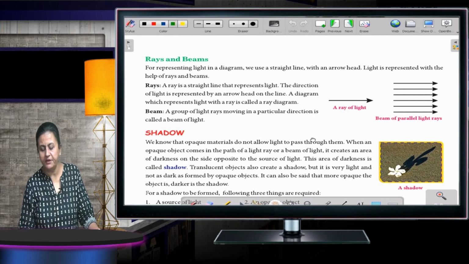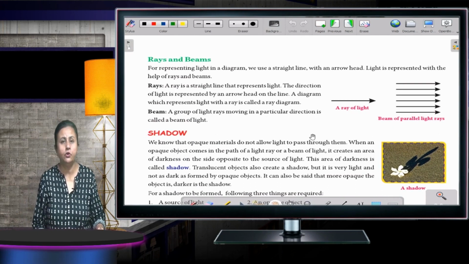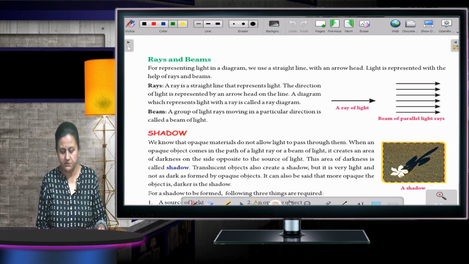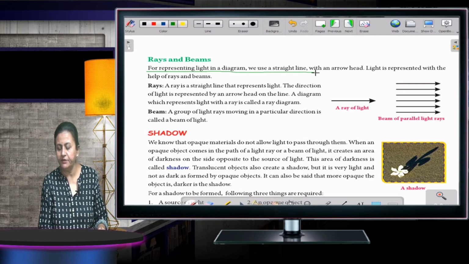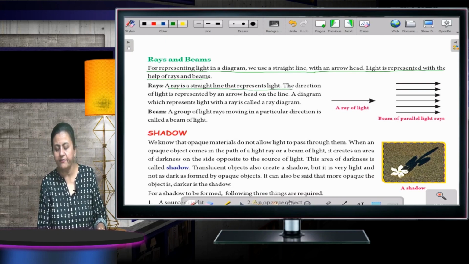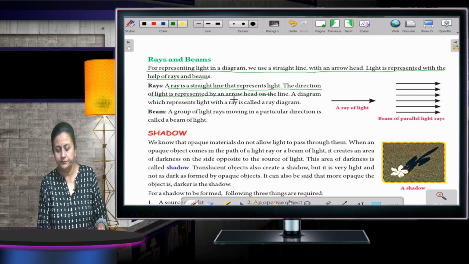Rays and beam. You should know what a ray is and what a beam is. For representing light in a diagram, we use a straight line with an arrowhead. Light is represented with the help of rays and beams. See, this is a ray, a straight line with an arrow. A ray is a straight line that represents light. The direction of light is represented by the arrowhead of the line.